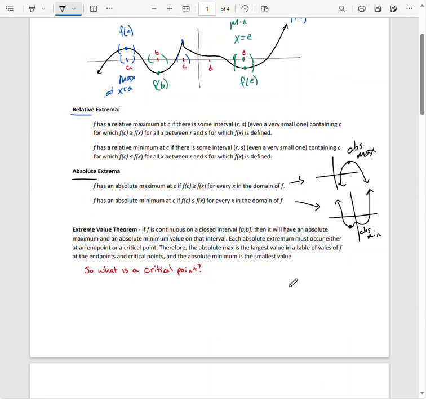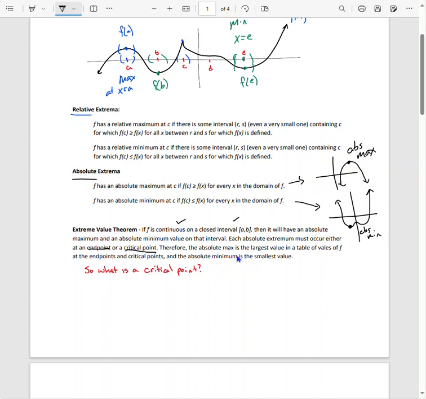Okay, so the extreme value theorem is going to take these types of extrema into account. If f is continuous on a closed interval from a to b, then it will have an absolute maximum and an absolute minimum value on that interval. So all we have to check is f continuous on a closed interval, then this is guaranteed. Absolute maximum, absolute minimum guaranteed. Each absolute extrema must occur either at the end point or a critical point.